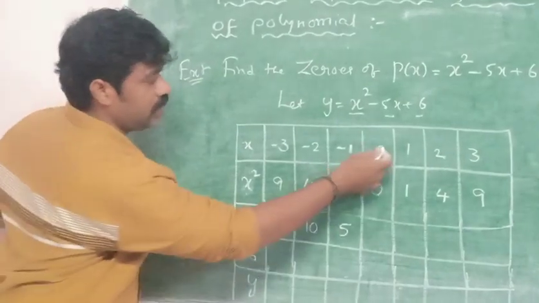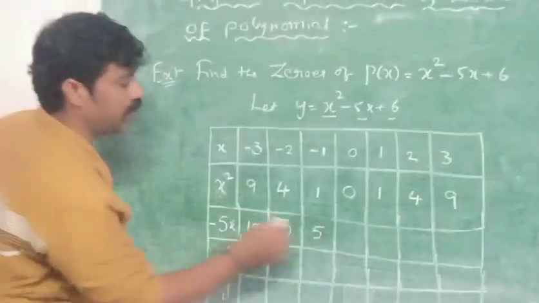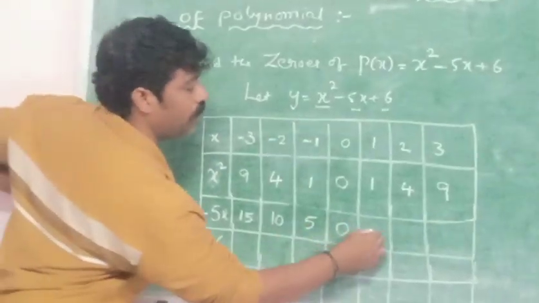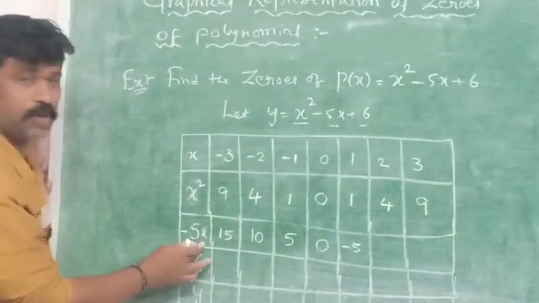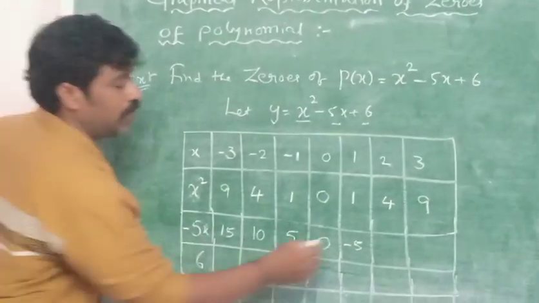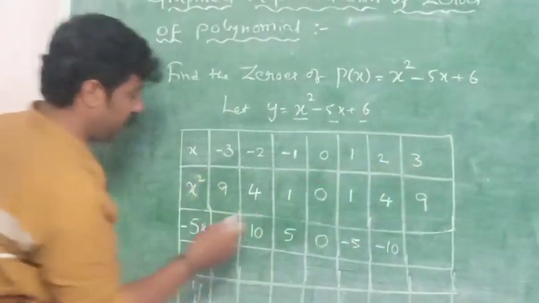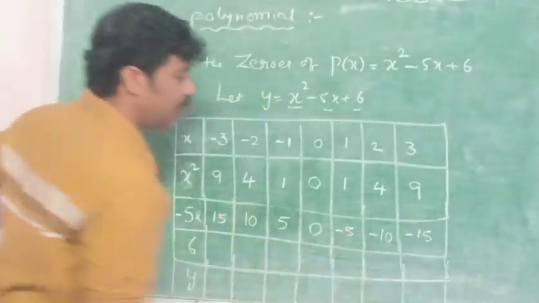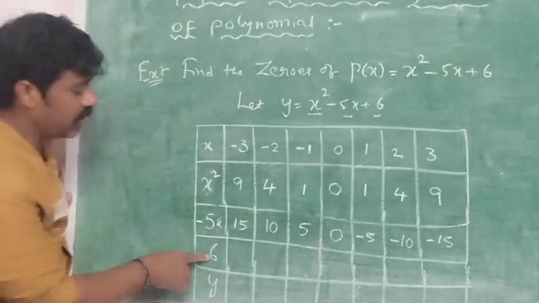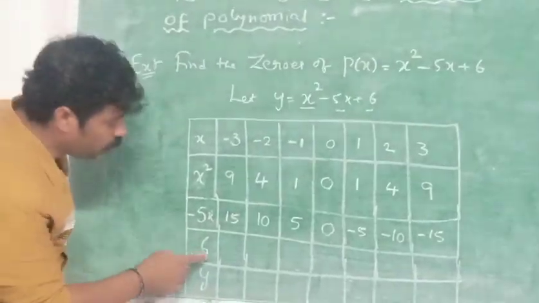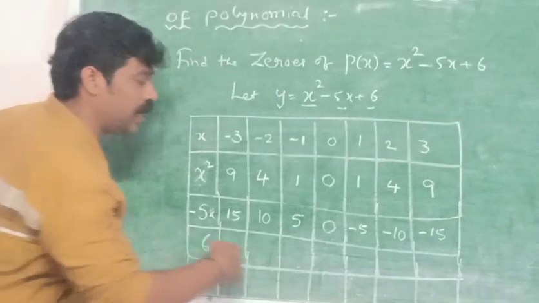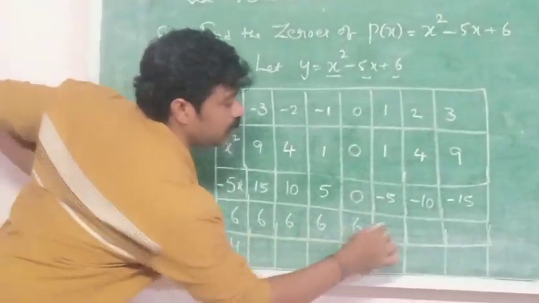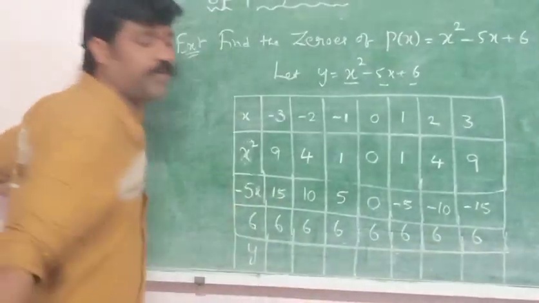Then after that, 0. If you substitute 0, then this term will become 0. Then if you substitute 1, minus 5 into 1, minus 5. Then if you substitute x is equal to 2, minus 5 into 2, you will get minus 10. Then if you substitute x is equal to 3, minus 15 you will get. Then after that, this is the constant. Here, we need not substitute an x value because we don't have any x here. It is a constant. So directly we write the same 6 for all the values. 6, 6, 6. So we write the constant for all the terms.